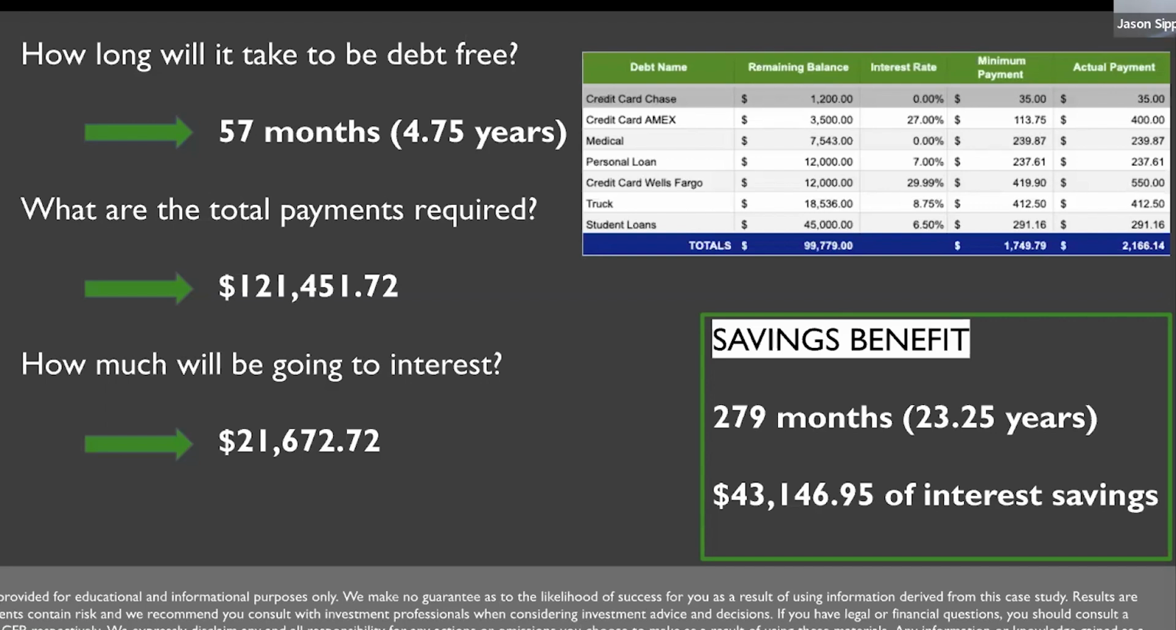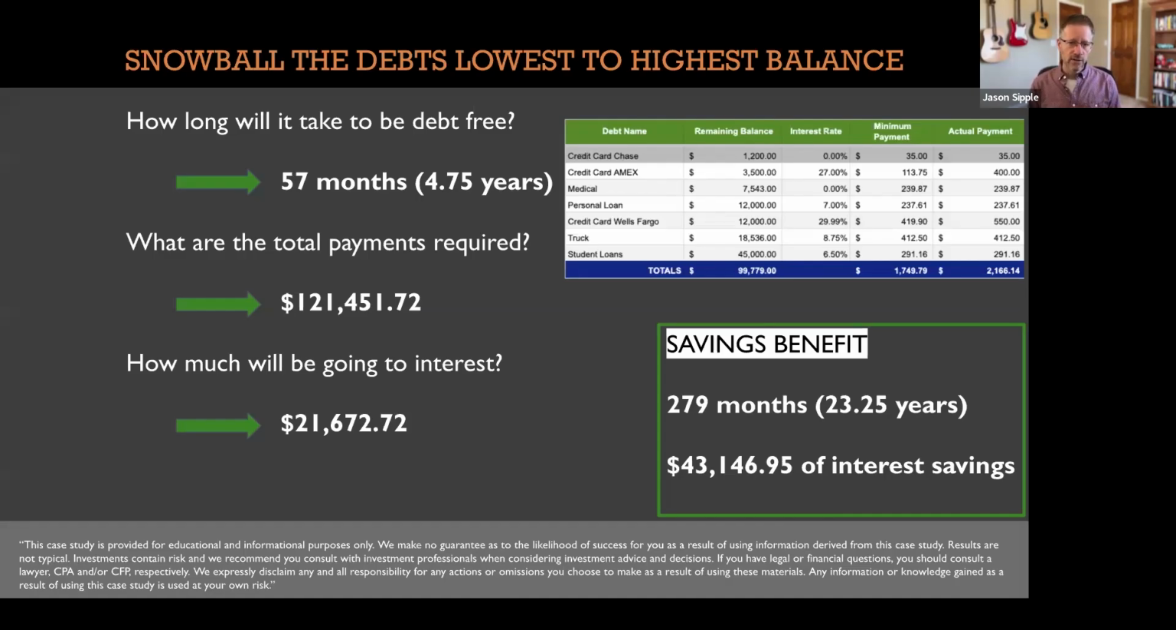But when that $35 is no longer being used to pay Chase, we're going to add that to the $400 on the Amex card and pay $435 to American Express. And by just continuing in that cycle, you will now have all of those debts paid off in 57 months. So that's a lot better than 30 some years, or close to 30 years. And if you look at the numbers here, our total payments are down to $121, which means our interest, instead of paying $65,000 of interest, we're now paying $21,000 of interest.